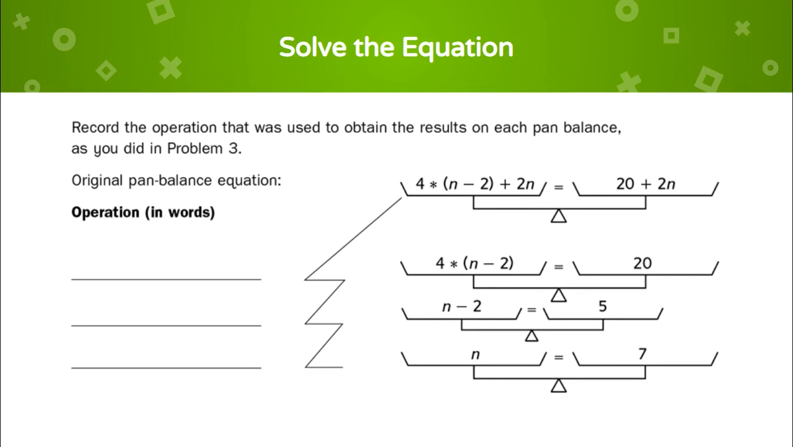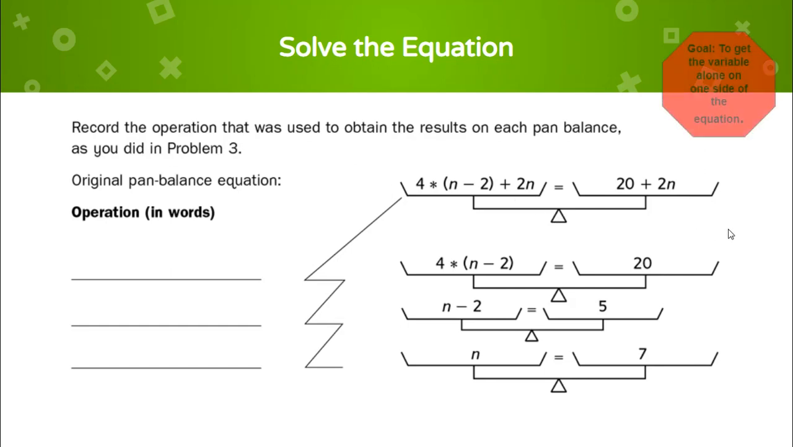If you think you know the steps for solving this equation, pause and write them in, then come back and check on the video. Okay, guys, let's take a look at this. So here we have 4 times quantity n minus 2 plus 2n equals 20 plus 2n. And we want to see what happens from our first to our second pan balance.